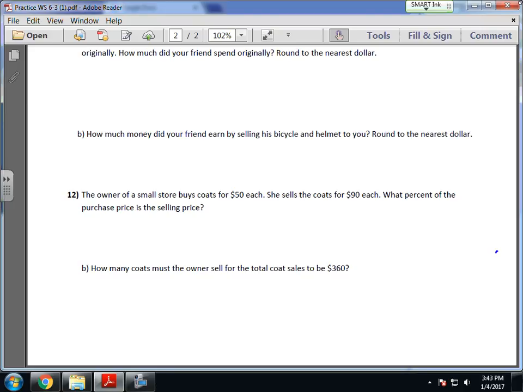The owner of a small store buys coats for $50 each. She sells the coats for $90 each. What percent of the purchase price is the selling price? So it's asking you what percent. That's a good indication. Go ahead and set up your proportion. And complete the rest of this problem. Letter B asks, how many coats must the owner sell for the total coat sales to be $360?